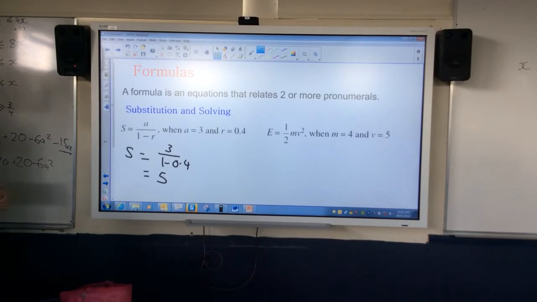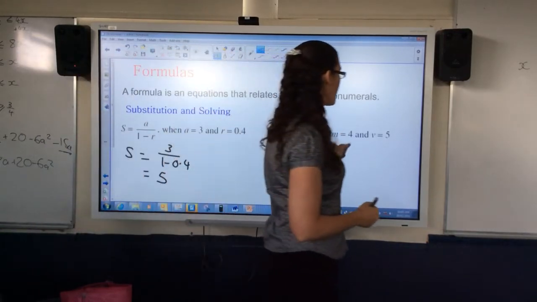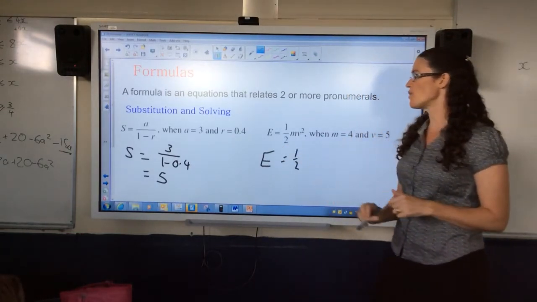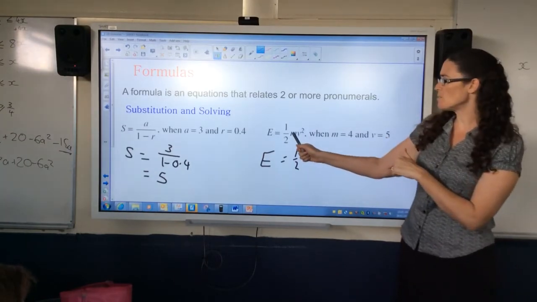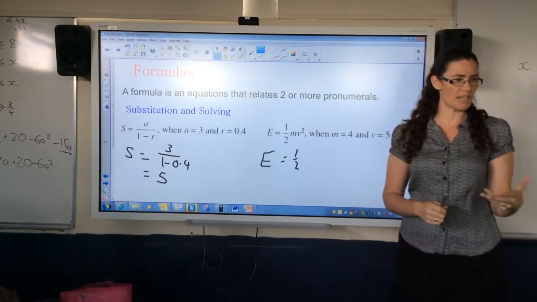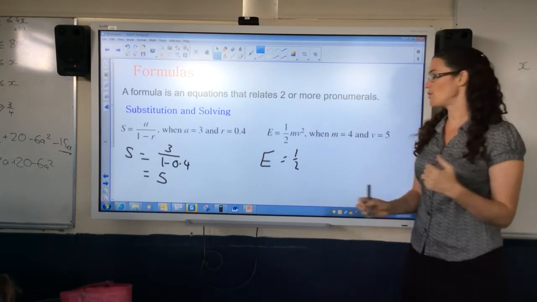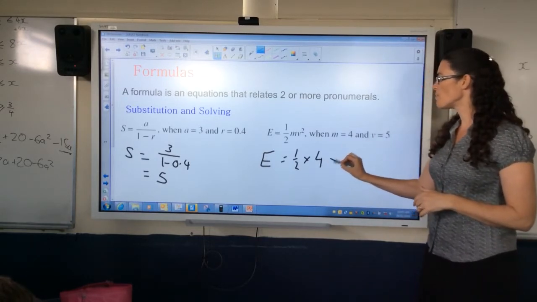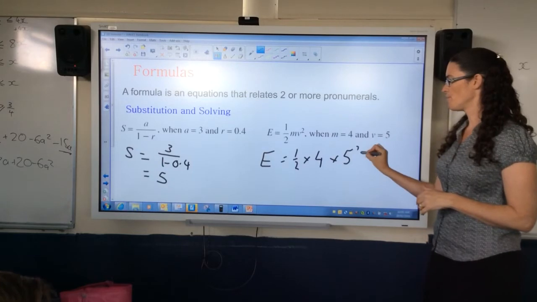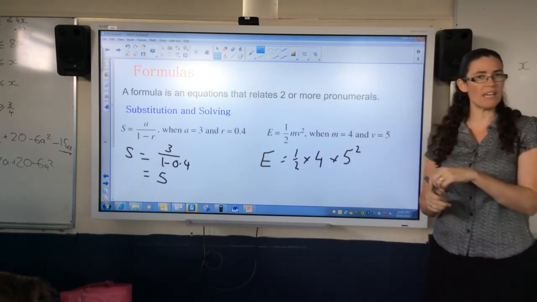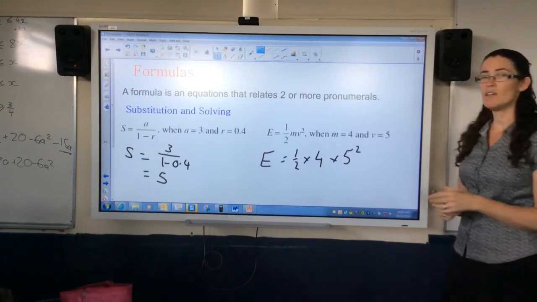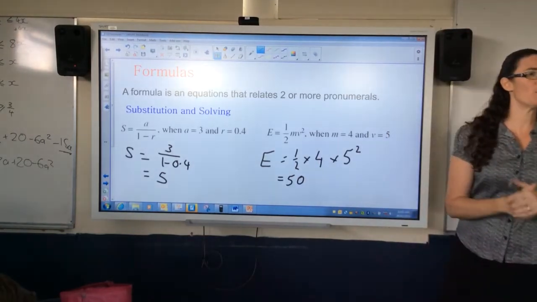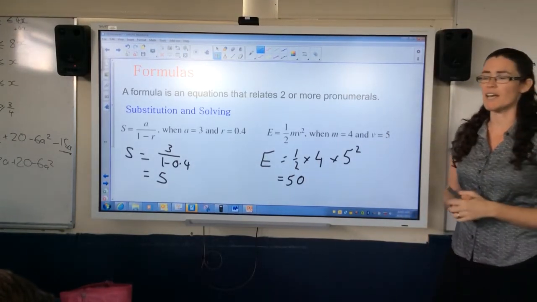So in the second one, E equals a half mv squared, I'm given the m and I'm given the v. So to find E, I'm simply going to replace each of them. Now, in the equation, there's nothing between the half and the m, but I know what's there. What is it? A multiplication. Okay, so it's a half multiplied by m, which is a 4, multiplied by v squared, which is 5 squared. So make sure you remember when you're putting the numbers back in, you're putting the multiplication symbols back in. So what do we get? 50. So both of those, when I substituted it in, it was just a matter of calculating the answer.